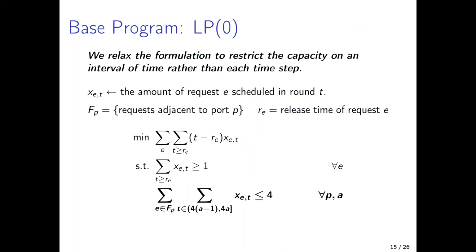Our linear programming formulation uses a series of linear programs, starting with this base program LP0. LP0 relaxes the previous simple program to constrain the load over an interval of rounds, rather than over individual rounds. Note that the objective function and first constraint are identical to the simple program. The only difference is the second constraint, which states that the total demand scheduled over 4 rounds is at most 4.